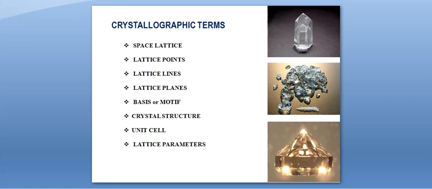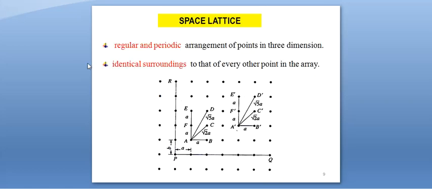So first one, space lattice. Before going to the space lattice, what is meant by lattice? Lattice points are imaginary points which represent the positions of atoms in the crystal.